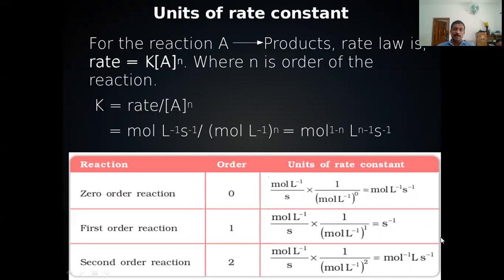For a first order reaction, N is equal to 1. Mole raised to 1 minus 1, 0. L raised to 1 minus 1, 0. Second raised to minus 1. So what is the unit? Second raised to minus 1. That is the unit of first order reaction.